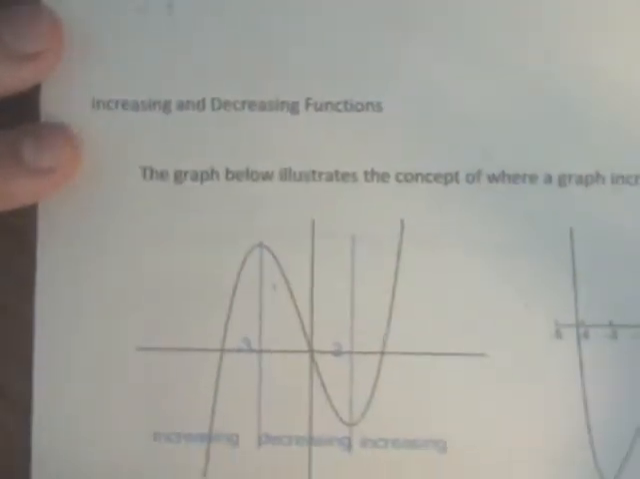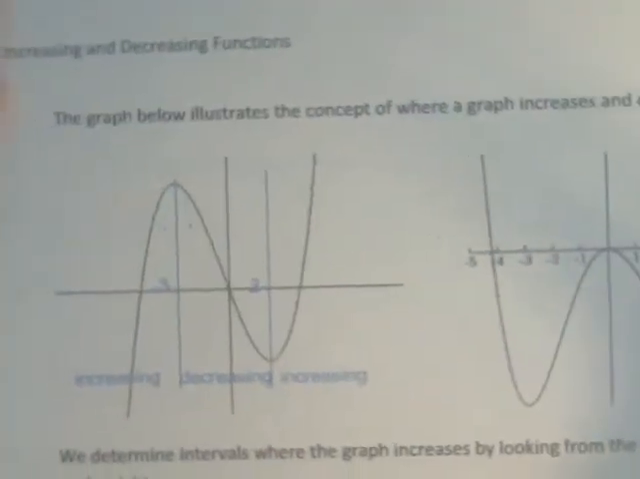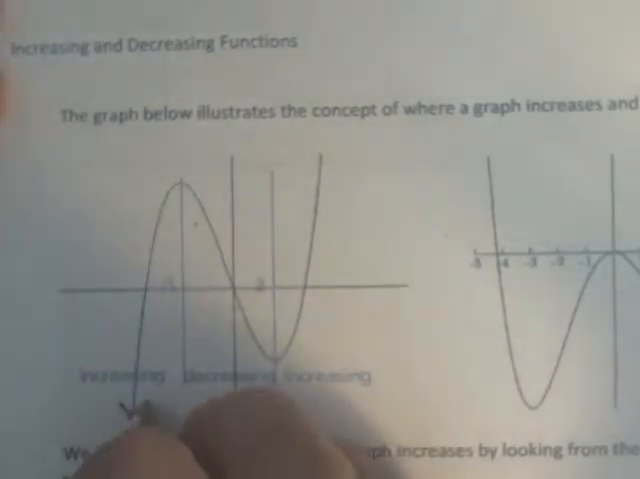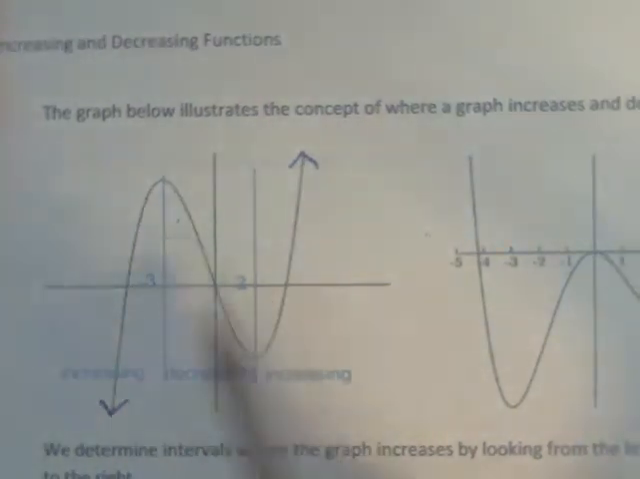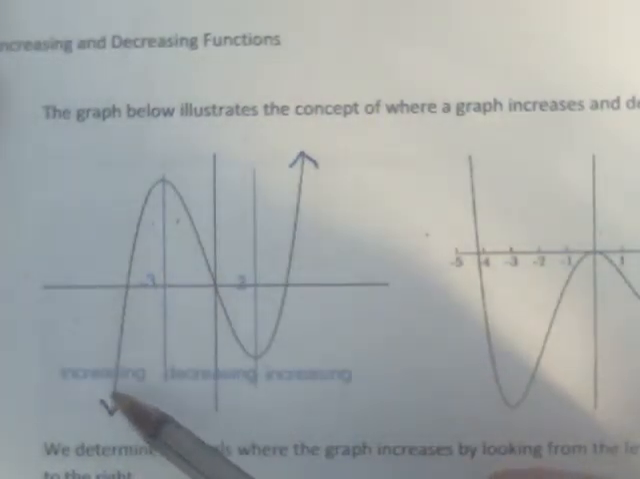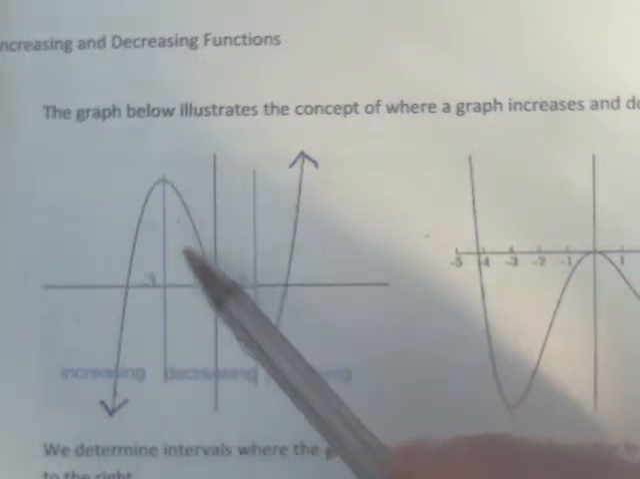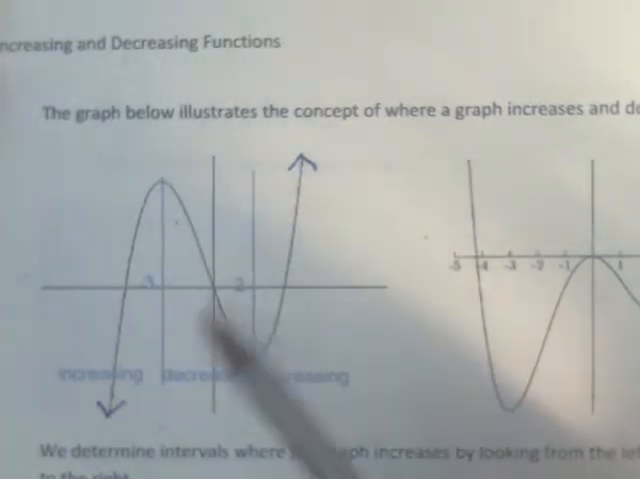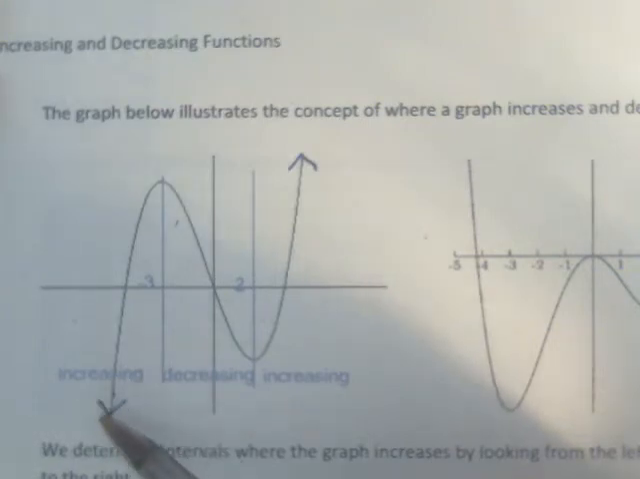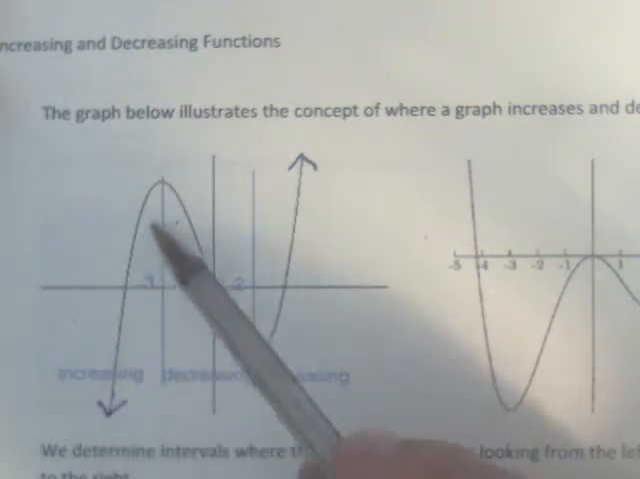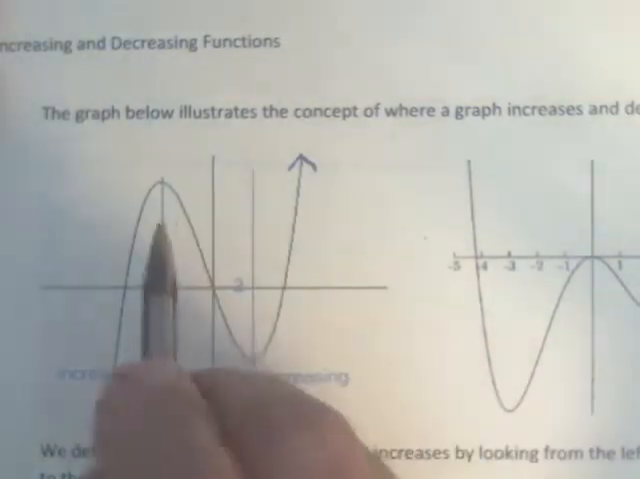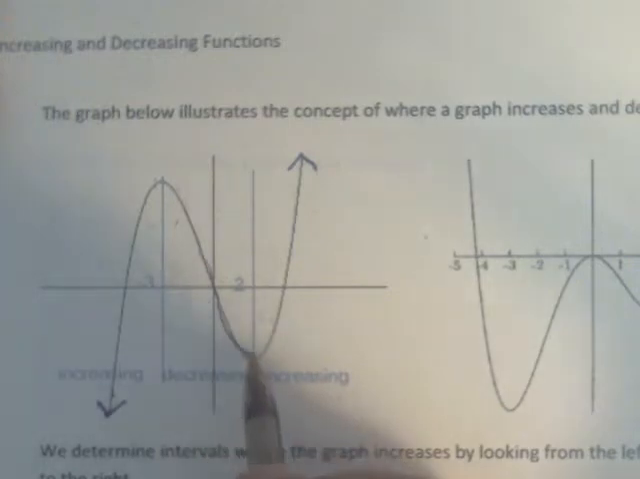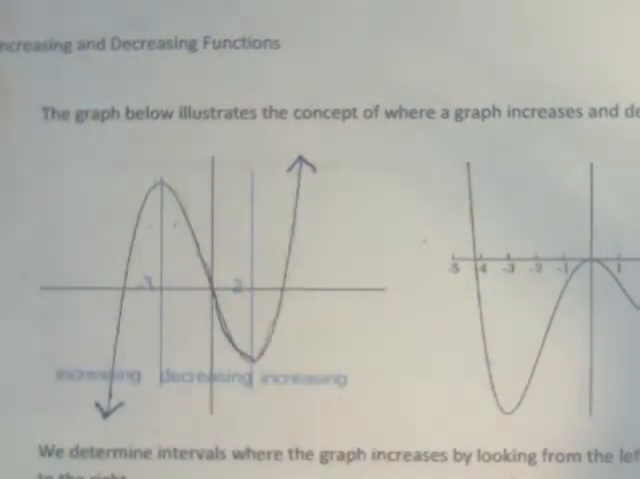Other topics are increasing and decreasing functions. So, when we talk about increasing, and let me put arrows here, and decreasing functions, we want to determine, as we look left to right, what the graph is doing. Even though the arrow is pointing down, the graph is actually increasing. And it's increasing to here, and then it decreases to here, and then it increases again.